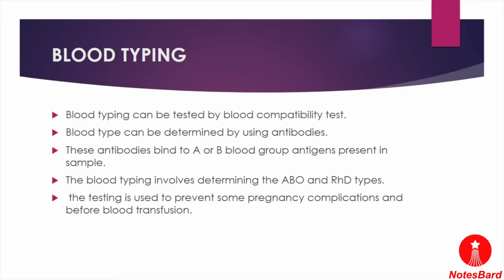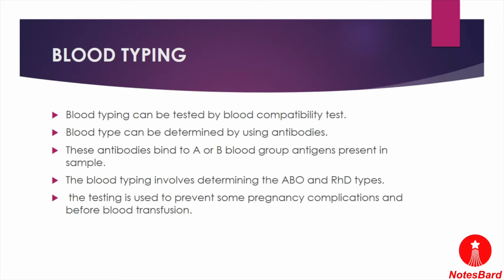Now let's discuss the first use of hemagglutination, which is blood typing or blood compatibility testing. Basically, blood compatibility testing also includes blood typing. We know what a blood type is. Blood type or blood group is a classification of blood. All organisms have different types of blood groups. In humans, there are different blood groups like A, B, AB and O.